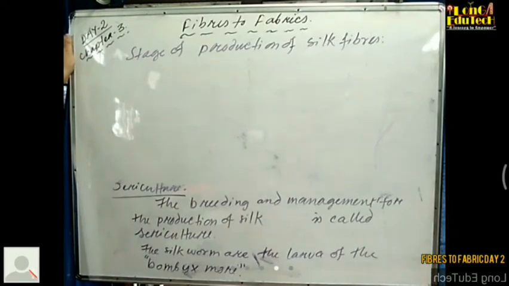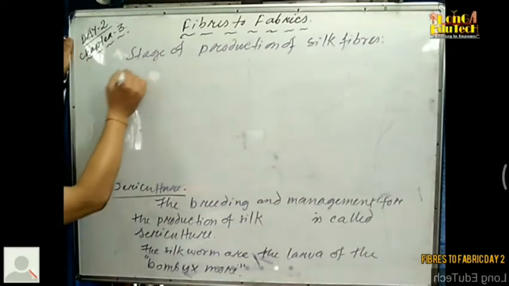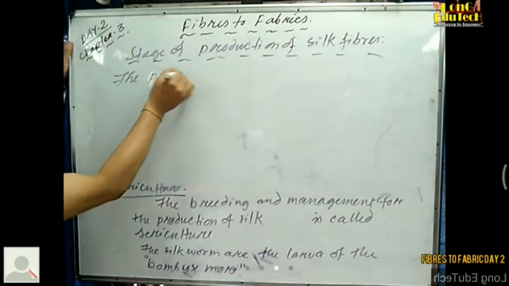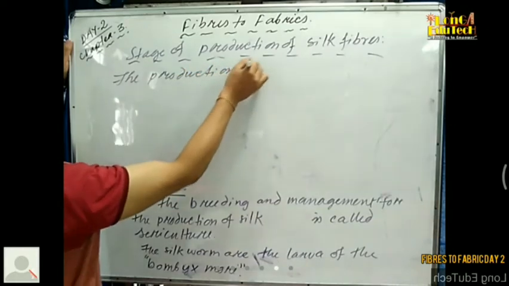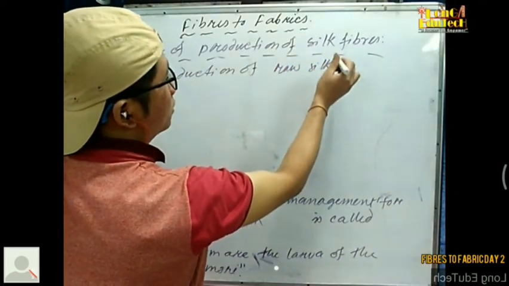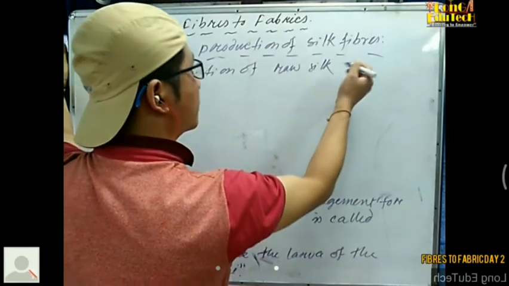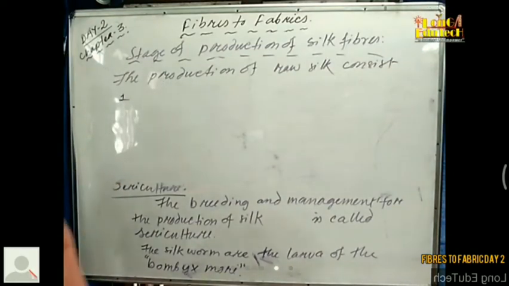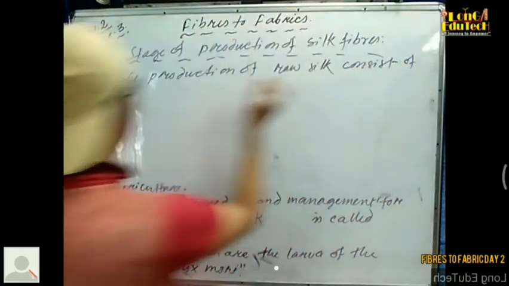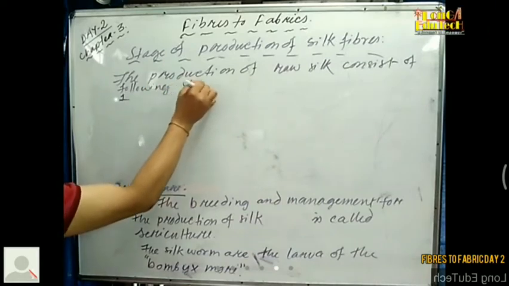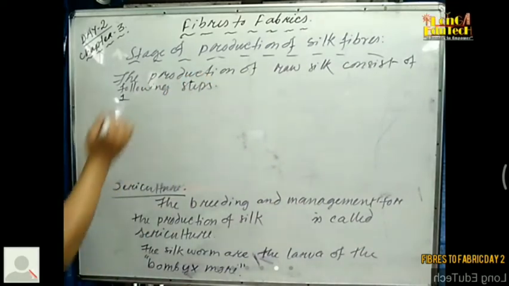And the life cycle we have already understood. This is the heading: the production of raw silk. The production of raw silk consists of the following steps. What is step number one?